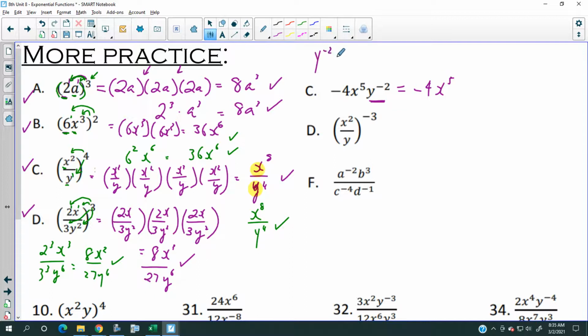Y to the -2nd power means, I see the negative, which means immediately it's 1 over. So now the negative is gone because I do a 1 over, and then y to the 2nd power, which means this whole thing is multiplied by 1 over y to the 2nd power. By the way, that's still not good enough, because you can bring this to the top. This is really over 1, so I get -4x to the 5th over y squared. That's it. Okay, got that?